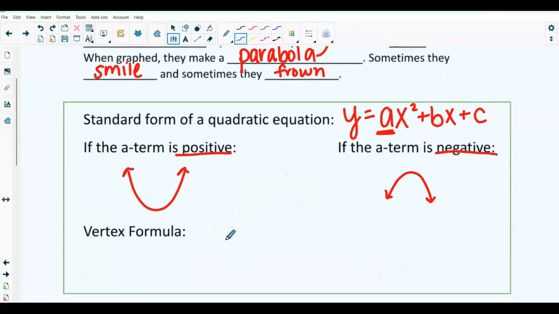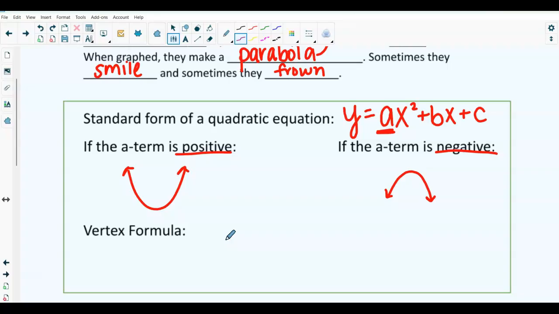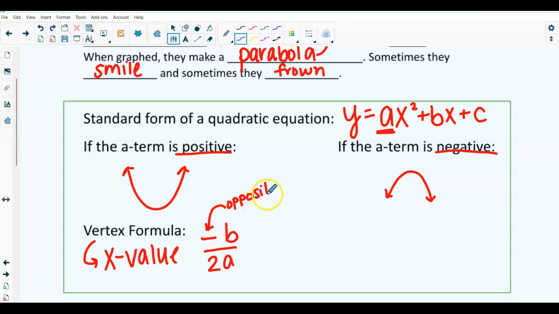We do have a formula for the vertex so that you don't have to graph a bunch of points just to find it. The formula for the x value, this is only the x value of the vertex, is the opposite of b over 2a. And notice I said that this was the opposite. Because if b is negative, and again, we're looking at the b here. If the b is negative, we say the opposite, so it would be positive there, and so forth.